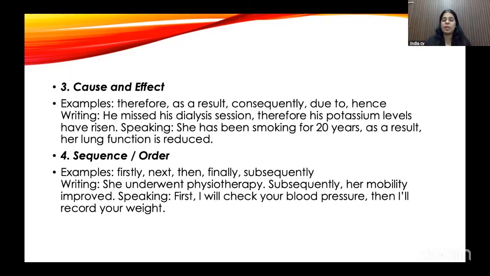Now, even while speaking, I will say first, I will check your blood pressure, then I'll record your weight. So here you're able to show the proper way actions are taking place with the help of these connectors.